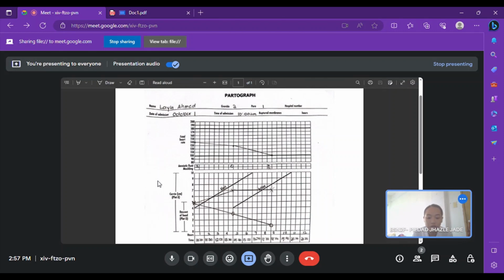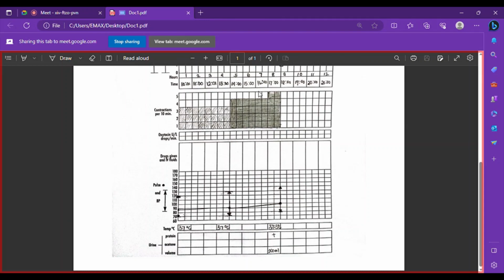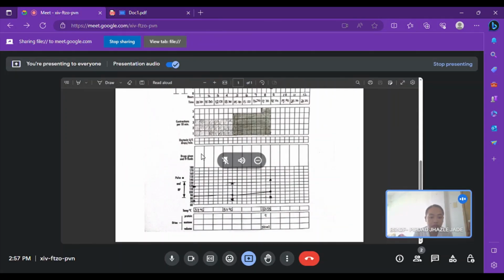Now let's proceed with the contraction. Here, there are 3 per 10 minutes of contraction with a duration of 35 seconds. And after 4 hours, there are 4 per 10 minutes of contraction with a duration of 45 seconds. And after another 4 hours, there are 5 per 10 minutes of contraction with a duration of 55 seconds, which is in normal range.